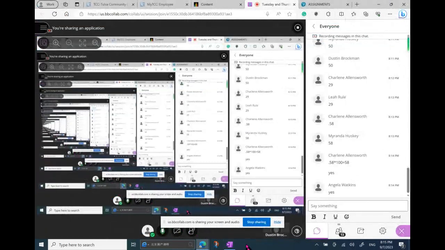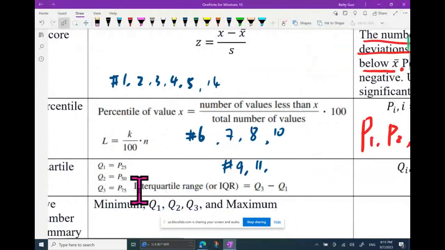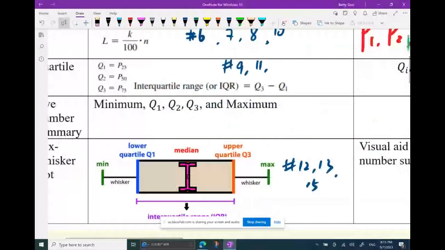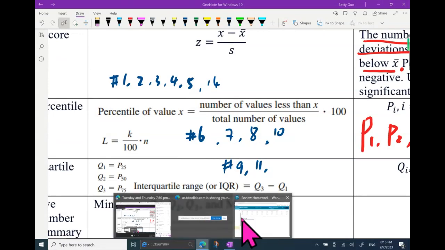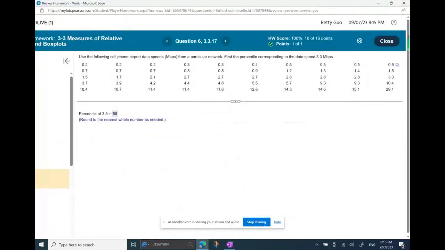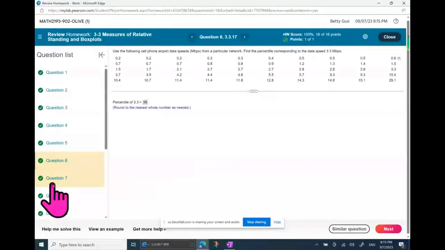Okay, perfect. And the second type of question about percentile is the other way around. What if you already know the percentile? Can you find the value of the specific percentile? Let's find a question about that. There are only two types of problem involved for percentile. Let's see what number 7 is about.